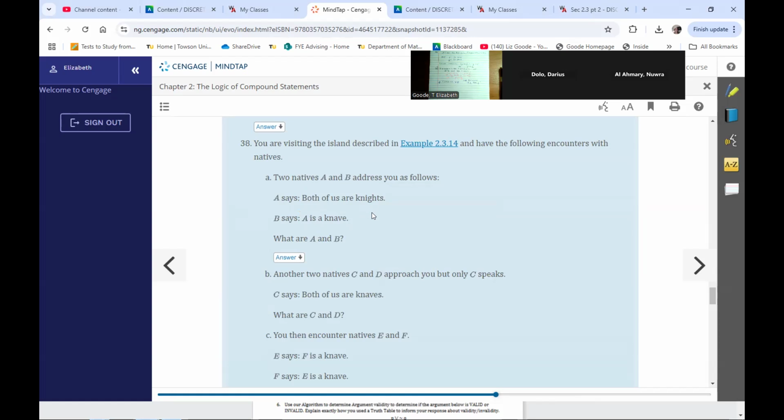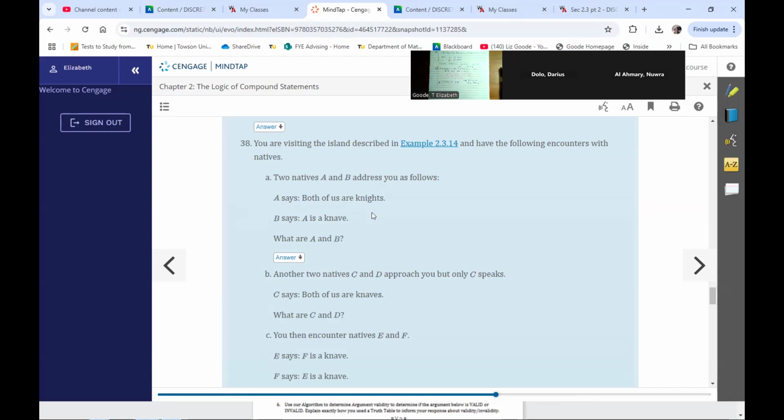Then both statements would have to be false. No, knights means knights tell the truth. If they were both knights, both statements would have to be true, right? Is it possible for both of those statements to be true? But if B is true, then A can't be true. That's right. So they can't both be knights either.